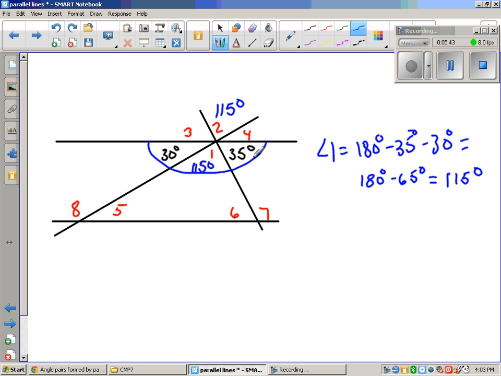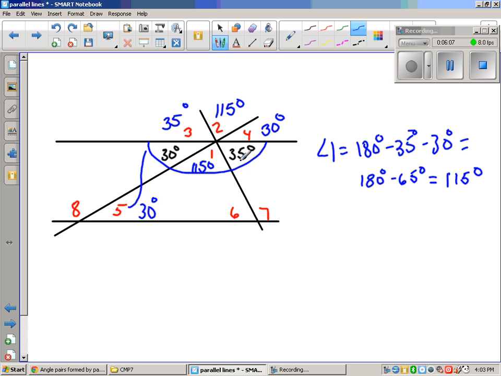Angle 3 and the 35-degree angle are vertical angles, so angle 3 is 35 degrees. Angle 4 and the 30-degree angle are vertical angles, so this is 30 degrees. Now, angle 5 and the 30-degree angle are alternate interior, so angle 5 is 30 degrees.